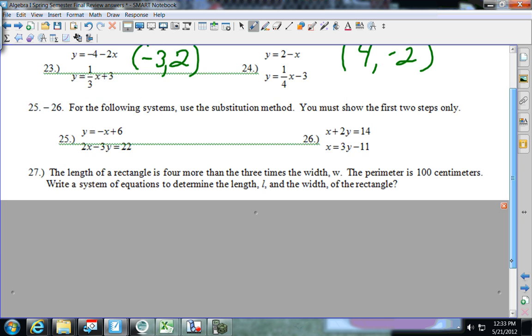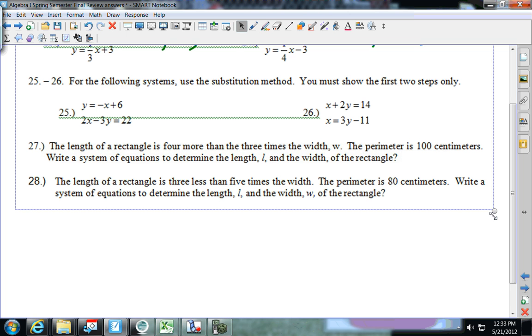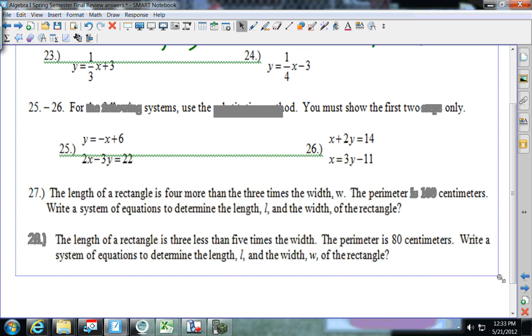Well, let's see. What do these next ones say? 27 and 28. It wants you to write the systems. So pause this video and come back and see if you can come up with the right answer. I think I need to try and make this a little wider so I have a little bit more space.